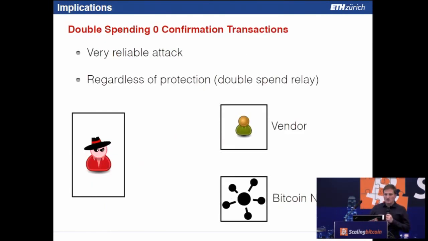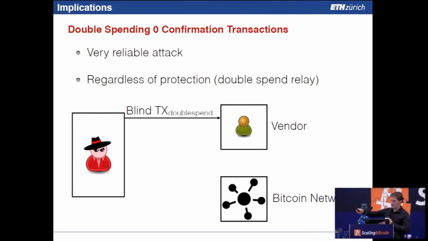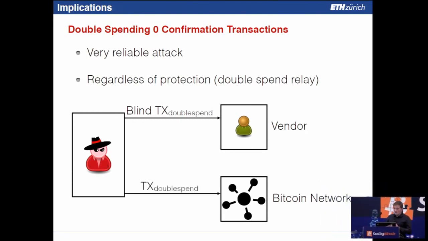Okay. So in this particular setting, given the delay of the block and the transactions, we can do the following attack. We can blind the vendor from accepting a particular transaction, so let's say TX double spend. So we just advertise the hash, right? The adversary will then forward this double spend transaction in the Bitcoin network. And since the vendor is blinded for this particular transaction, the vendor won't request this particular transaction from the network, so he won't receive it.